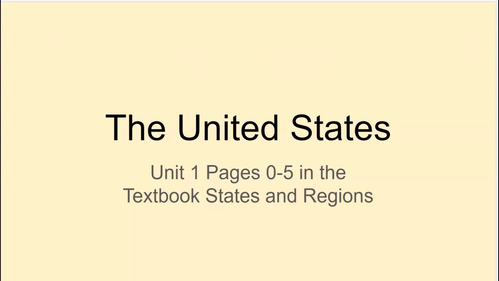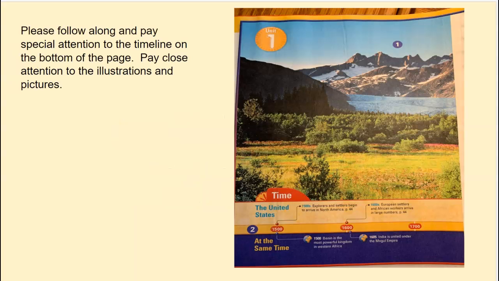Hi, fourth graders. We are going to start in the textbook about learning about the United States, and it is Unit 1. I know this sounds silly, but it's going to be pages 0 to 5 in the textbook, States and Regions. So here is page 0, and there's an image that says Unit 1, and you'll see mountains with snow on them and trees and flat land.